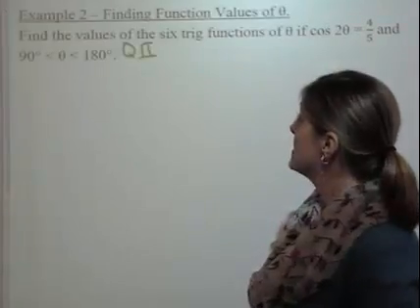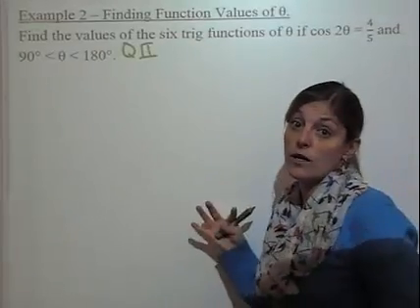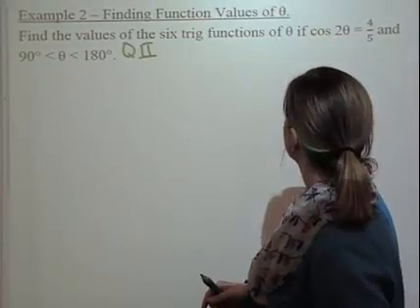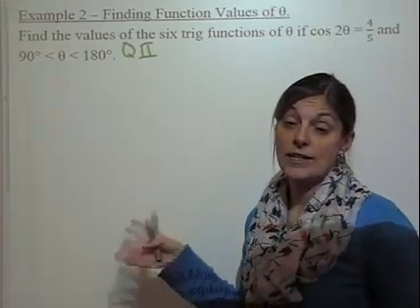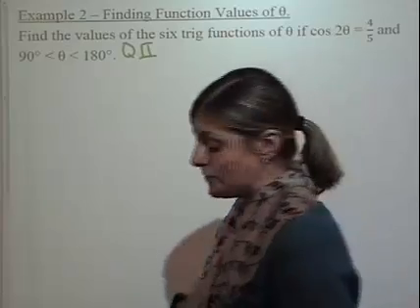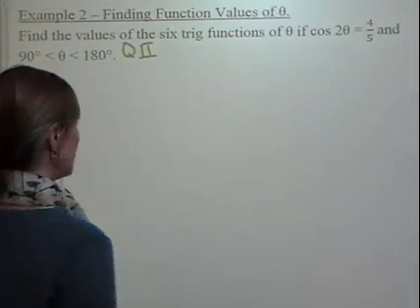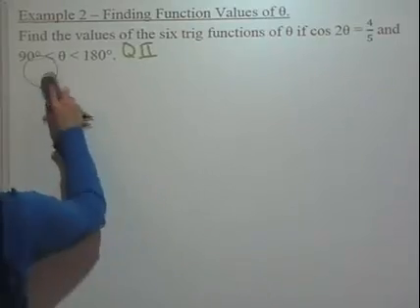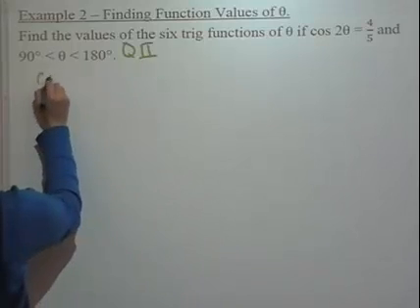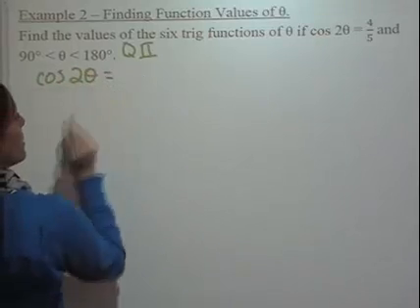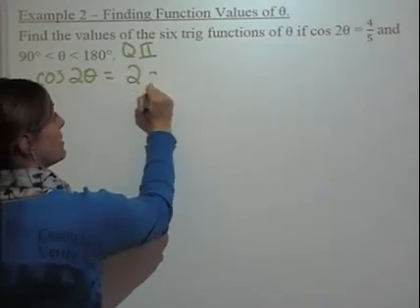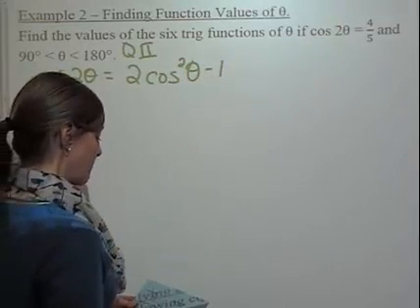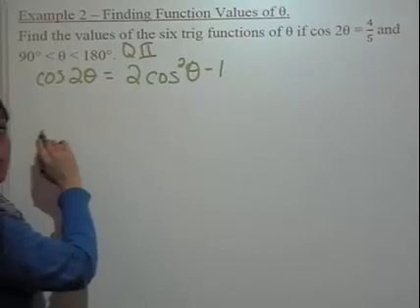All right, so we want to find the 6 trig functions. Well, we don't know what cosine is because it's cosine of 2 theta. We need to find cosine of theta. All right, so let's start off by using the cosine of 2 theta. We know that that is the same thing as 2 times the cosine squared theta minus 1. And so we know cosine of 2 theta is 4/5.